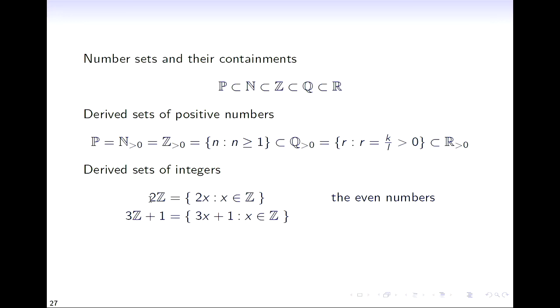2 times z corresponds to all, you can say, even integers, because it is defined as all the elements 2 times x, where x is an element of z. And this is a very short form of writing down that you mean all the multiples, positive and negative, of 2. And you can even say something like this. This would be all integers that are obtained by this definition, 3 times x plus 1.